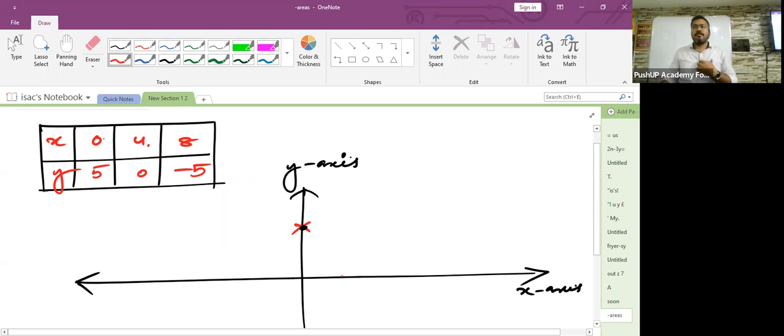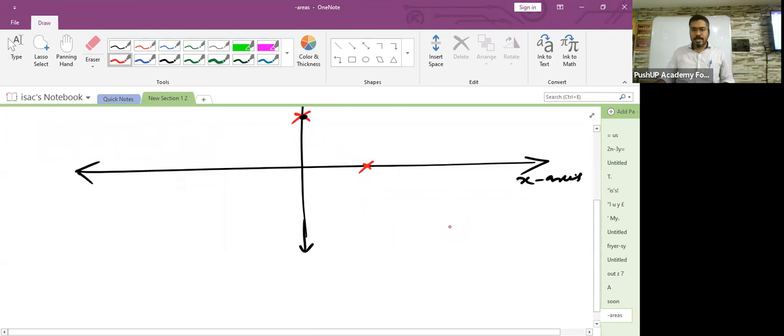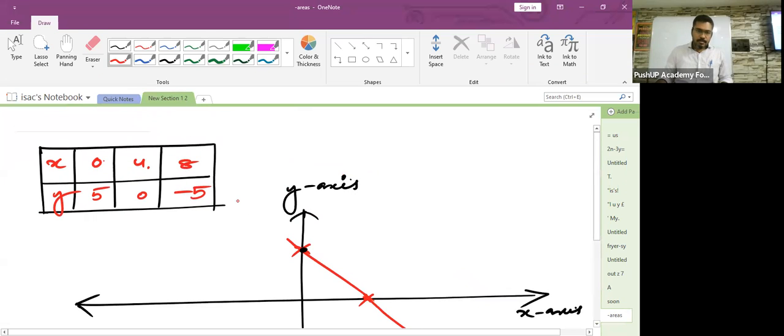Then 4,0. It will come on which axis? You tell me. 4,0. X-axis. Then comes 8, -5. Which quadrant? Hemant? Fourth quadrant, because X is positive, Y is negative. So somewhat like this you're getting. Now you just connect all the 3 points and you get the graph of the equation, right?